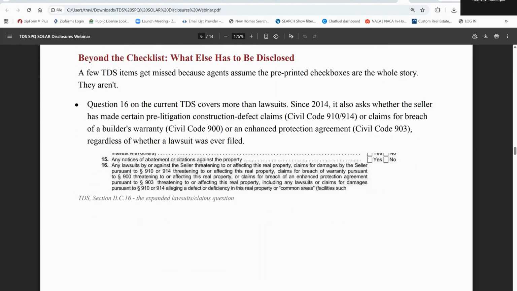Beyond the checklist, what else has to be disclosed? A few TDS items get missed because agents assume the pre-printed checkboxes are the whole story, and they might not be for that house. So question 16 on the current TDS covers more than lawsuits. Since 2014, it also asks whether the seller has made certain pre-litigation construction defect claims or claims for breach of builder's warranty or an enhanced protection agreement, regardless of whether a lawsuit was ever filed.